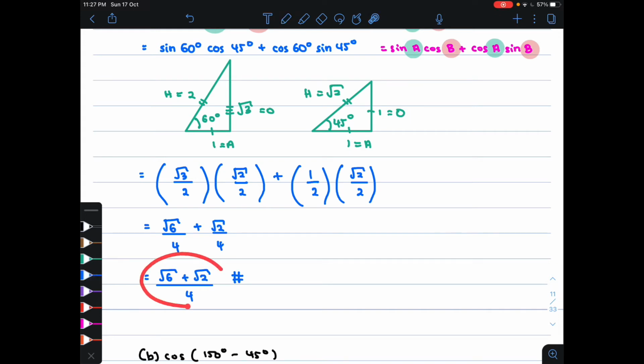So make sure your final answer is left in the simplest form, which is this one. Square root 6 cannot be simplified anymore. This is the simplest form of square root 6, so that's why we just leave square root 6 like this. The same goes for square root 2 as well. So that's how you get the final answer for question 1A.